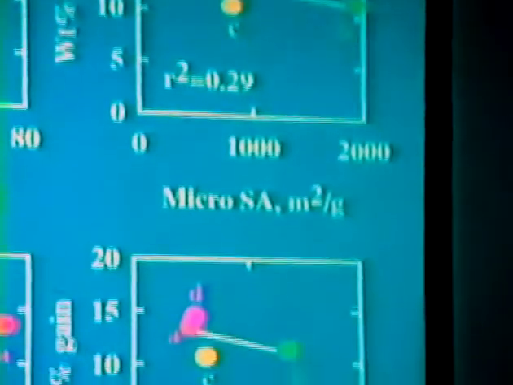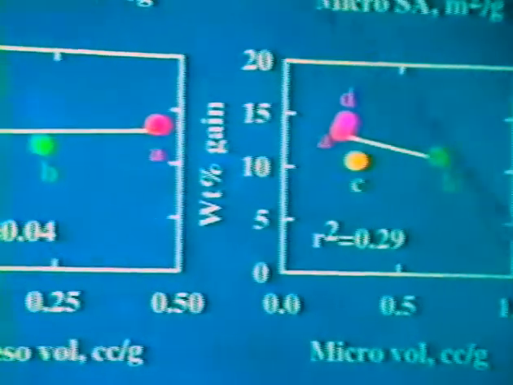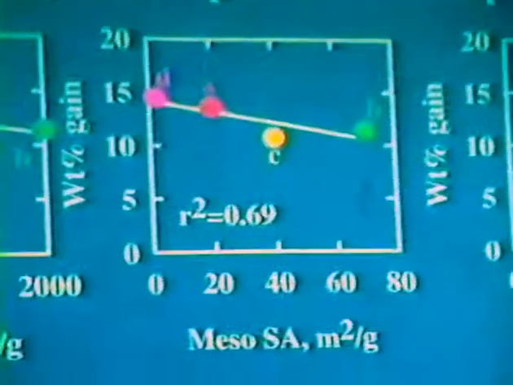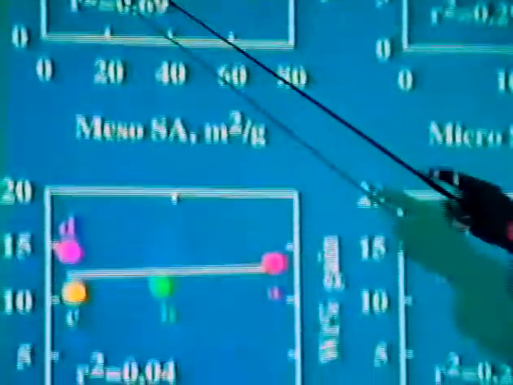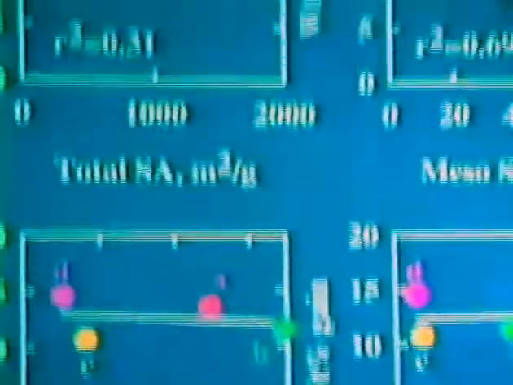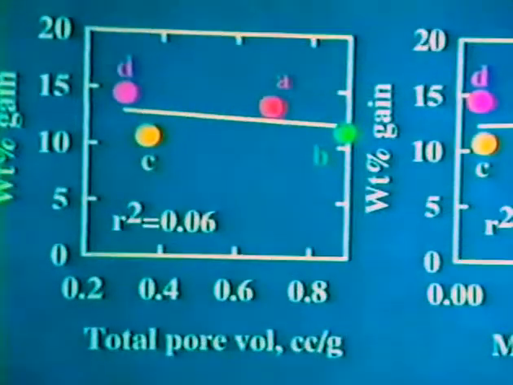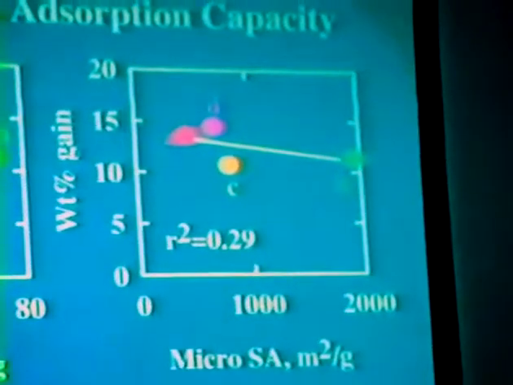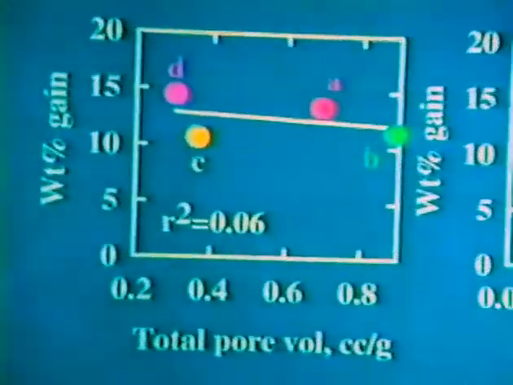As you can see here, these are the physical properties. Really, there wasn't any good correlation. The best was an inverse correlation with mesopore surface area. But if you do notice, the two best performing carbons had very similar BET surface area determinations. They also had very similar micropore volumes, but were widely dispersed on total pore volume and mesopore volume.